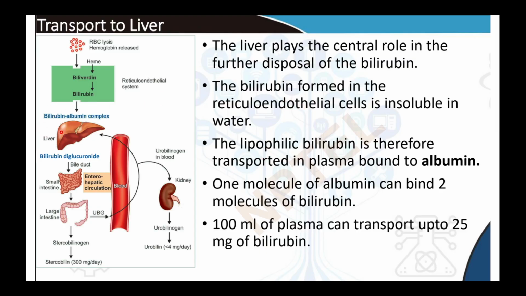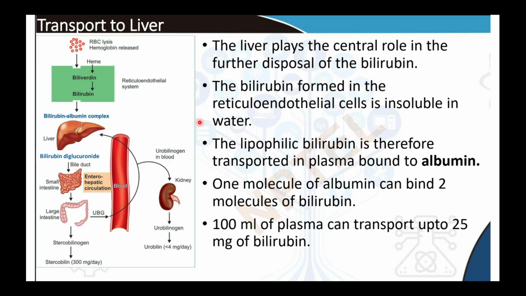So all this is occurring for the disposal of bilirubin. Bilirubin has no function in our body, but it is a product that is formed due to the degradation of heme, and it needs to be excreted out of the body. But for something to be excreted out of the body, it needs to be solubilized first. So the liver plays the central role in the disposal of bilirubin.